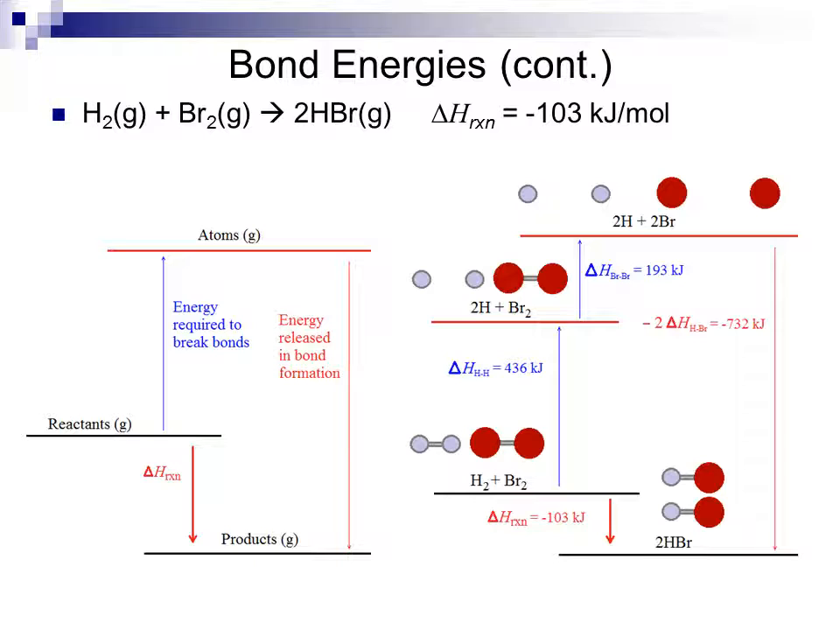To go from that atomic configuration down to a product configuration, I have to make bonds between the hydrogen and the bromine. There would be two bonds times the hydrogen atom, which would release a total of negative 732 kilojoules. So overall, we're adding 436 and 193 and then releasing negative 732. This gives us a net difference of negative 103, which is the heat of reaction going straight from H2 plus Br2 to the 2HBr.